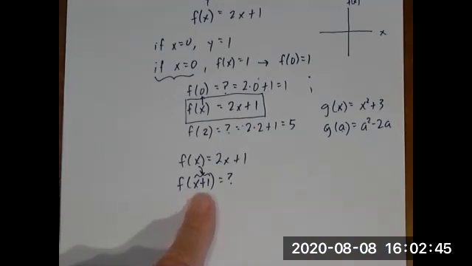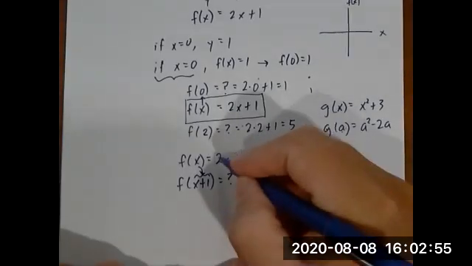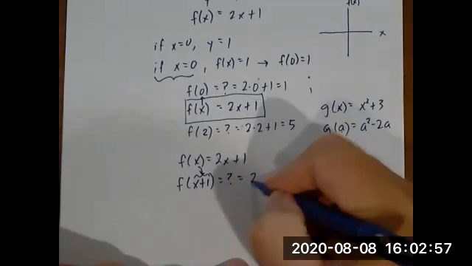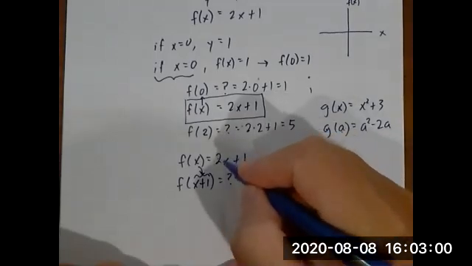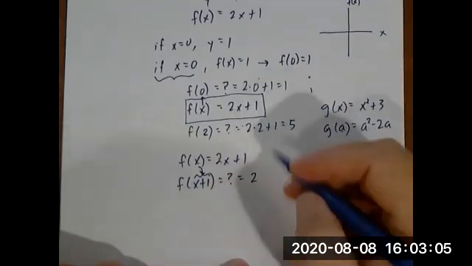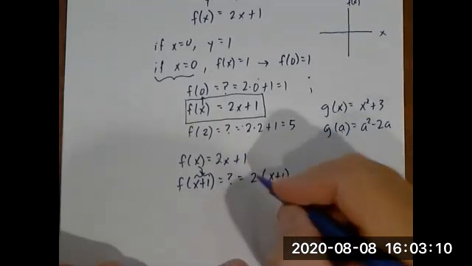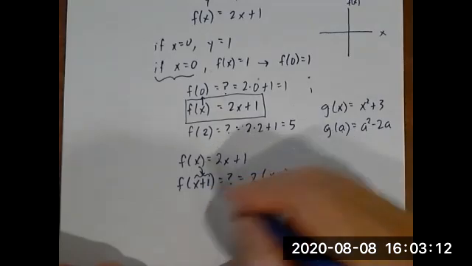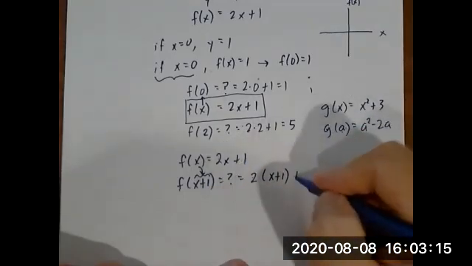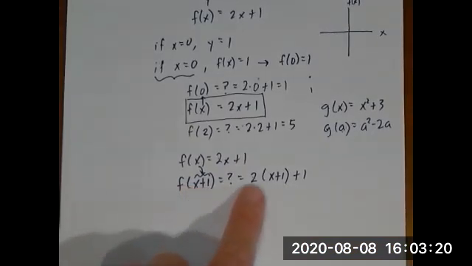That's what function notation allows you to easily designate or signify. So f of x plus 1 is, here's my f function, 2 times x. However, I'm not going to write x. I'm going to substitute x plus 1 in for x. So instead of 2 times x, I have 2 times x plus 1. And then the rest of my function is just plus 1. So f of x plus 1 equals this.